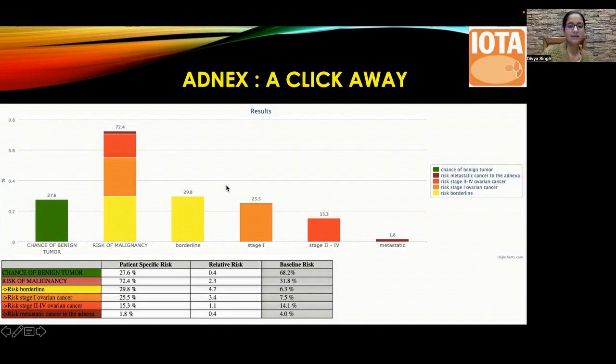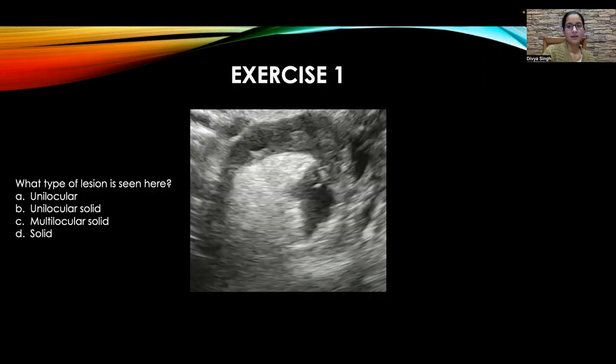As you can see here, ADNEX can give you an idea whether the lesion is likely to be a borderline ovarian tumor, a stage 1 ovarian cancer, a stage 2 to 4 ovarian cancer, or a metastatic tumor. So it gives you a patient-specific risk, so you can get an individualized risk not only for whether the lesion is benign or malignant, but also regarding what type of tumor it can be. So we can see that there is more than a 20 or 25% chance that the lesion can either be a borderline ovarian tumor or a stage 1 ovarian cancer.